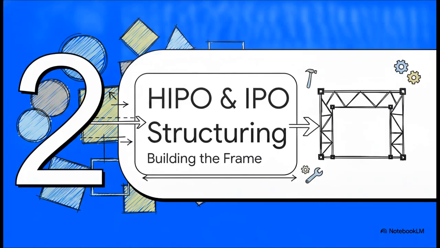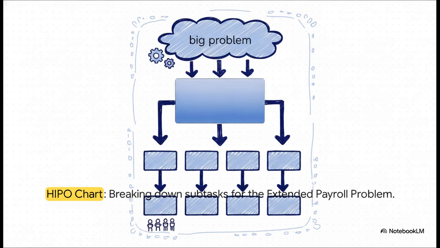Moving right along to step 2, structuring with HIPO and IPO. Now, to handle really complex problems, we bring in a hierarchy input process output chart, or just HIPO chart for short. Because let's face it, big problems require big programs, so we use a top-down method to divide the processing into smaller, manageable subtasks called modules. Notice how the main module at the top, the payroll control module, dictates the flow to all the other numbered modules beneath it, like calculating gross pay and net pay. Programming that uses the specific approach of dividing a problem into subtasks is called structured programming.